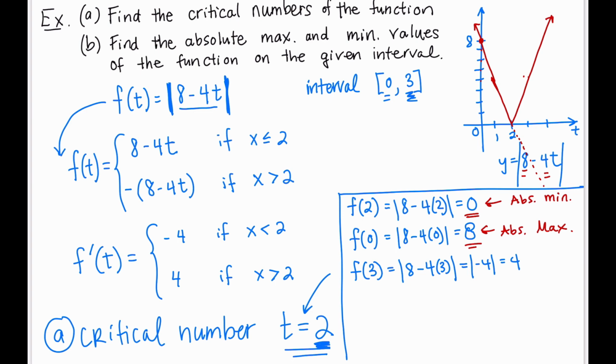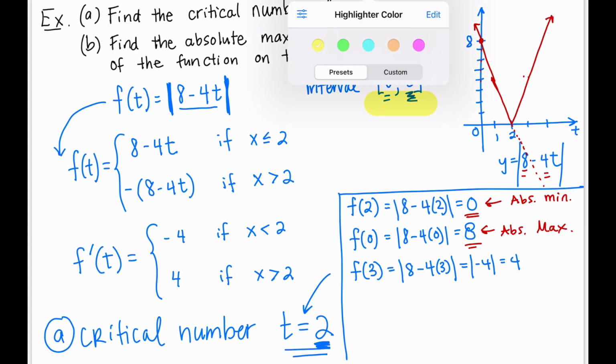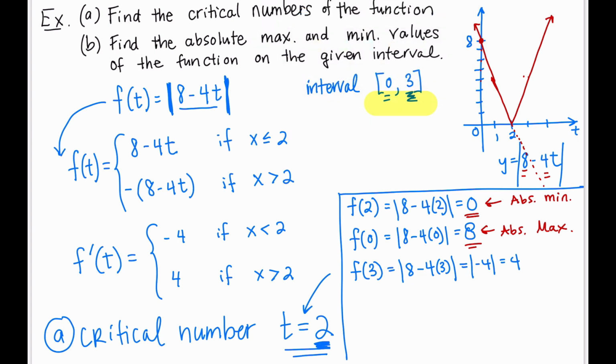And I have the graph here just to sort of highlight what happened. If we are restricting to this interval here, then what you can see is the portion of the graph that I'm interested in is just this portion right here from 0 over to 3. So I'm really only interested in this portion of the graph.